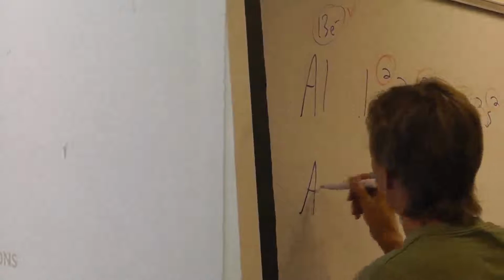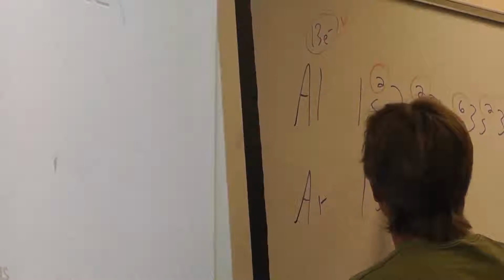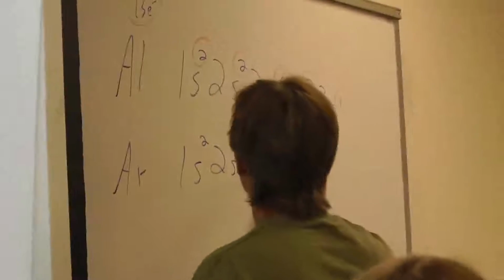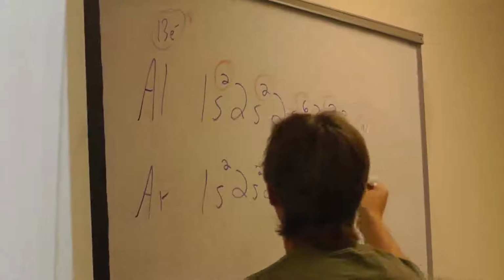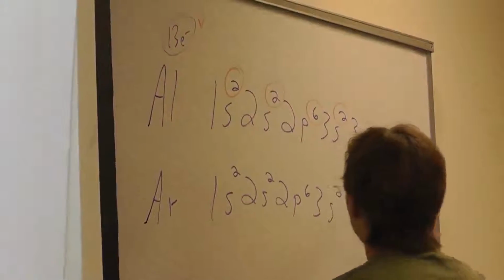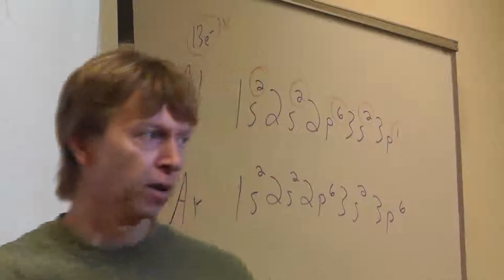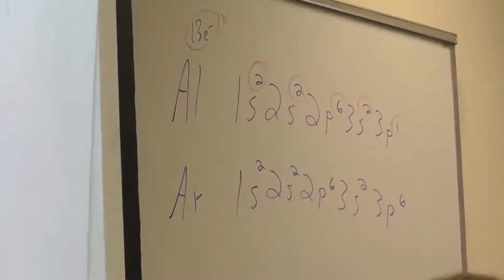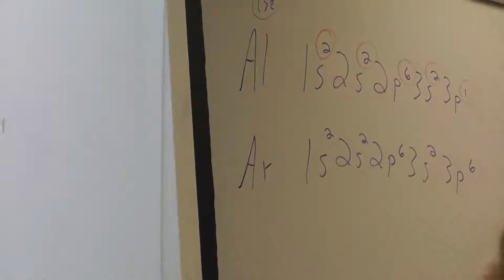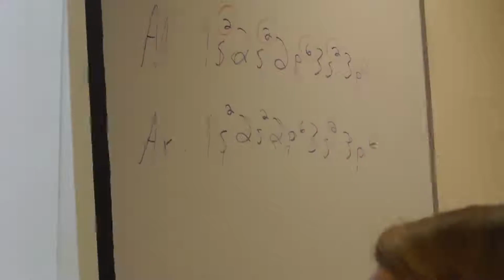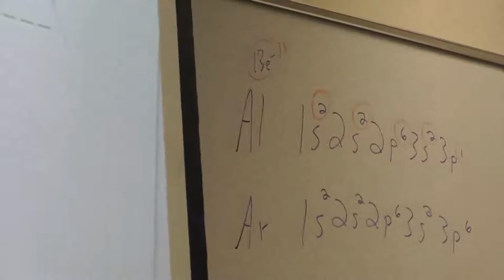Argon would have 18 electrons, and the configuration would look like this. Question about argon? Question about using this chart?